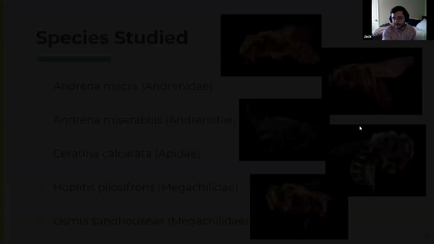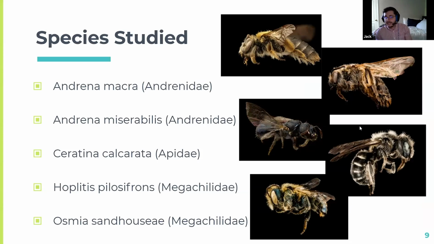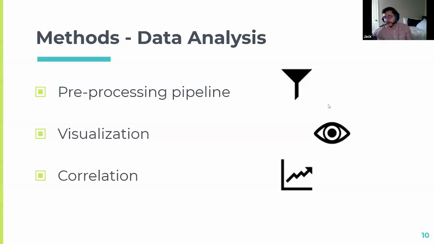Before COVID-19 hit, I was able to measure 5 different species of bees: Andrena macra, Andrena miserabilis, Ceratina calcerata, Hoplites pilocifrons, and Osmia sandhousei. These species were mainly chosen due to their availability in the Bug Museum over a long period of time. But unfortunately, the university shut down and I no longer had access to the museum. So the latter half of my research revolved around the analysis of my collected data.